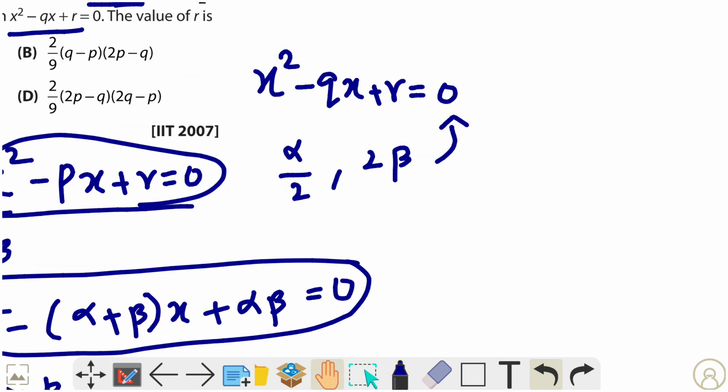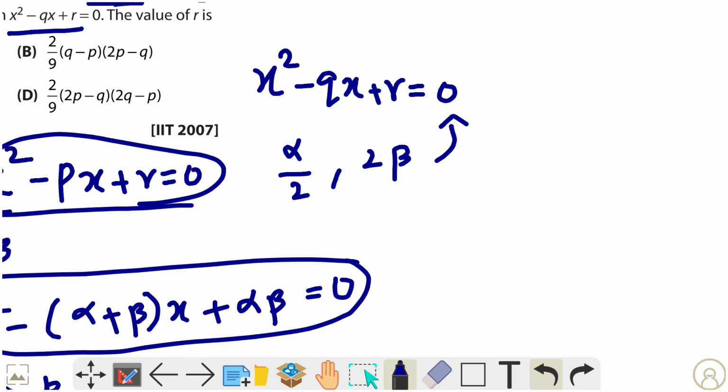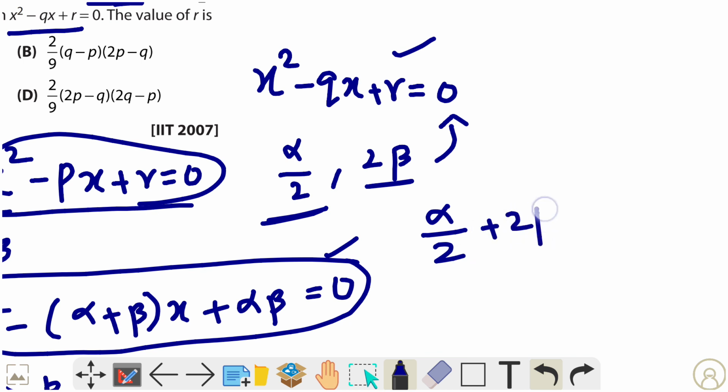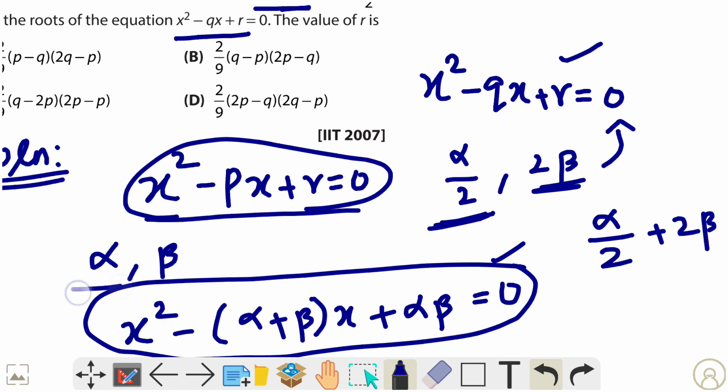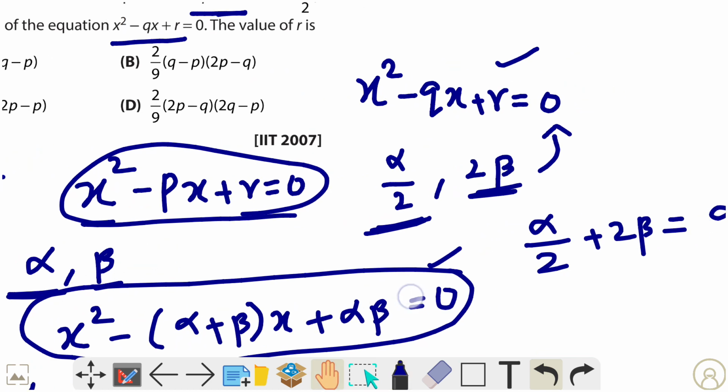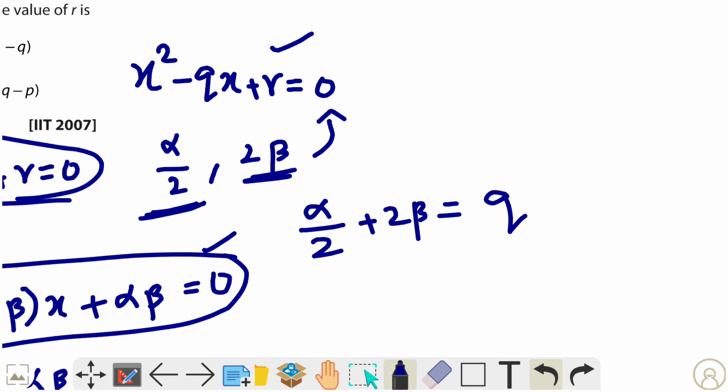Next, coming to the second quadratic equation, again we compare it with the general form. Here α/2 and 2β are the roots, so α/2 plus 2β is equal to q, because the two roots are in the form α/2 and 2β. In the first quadratic equation, the two roots are in the form alpha and beta. So that is the difference here.